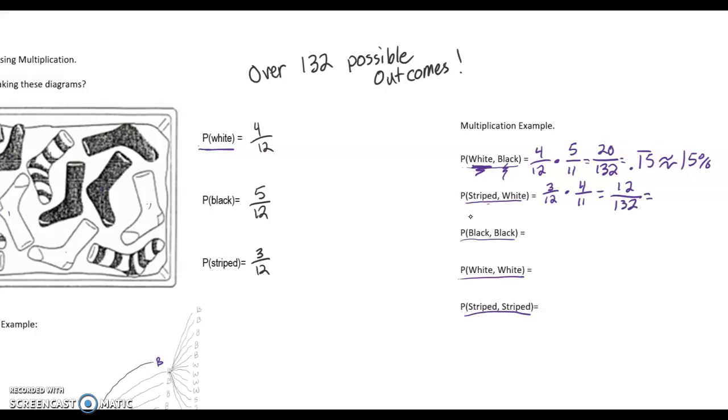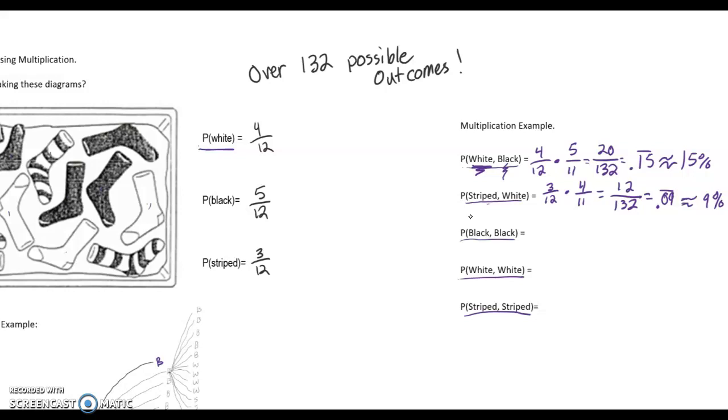Do our top divided by bottom. So 12 divided by 132 to get 0.09 repeating. Then we times that number by 100, and we get approximately 9%. So we have a 9% chance of getting a striped then a white.